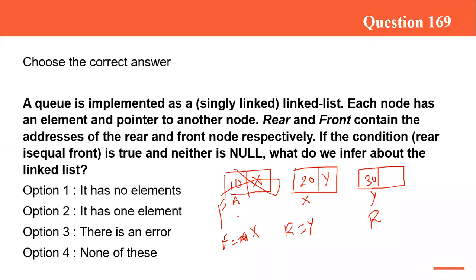Okay, clear? Now, are front and rear equal? No, we have to make them equal. That means we have to delete this also. That means front will become Y. Front is Y, rear is Y. They are the same. How many elements are there in the queue? 30. One element is there, right? This element is still existing. Understood that?